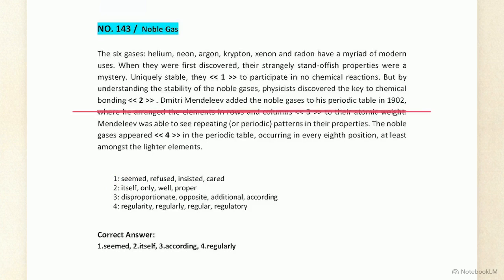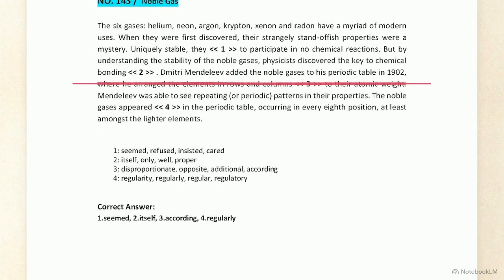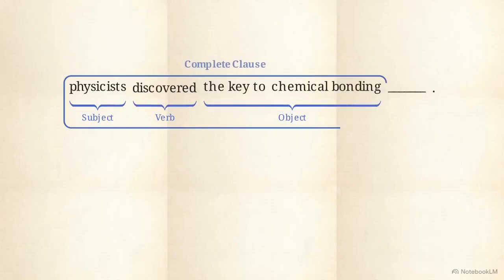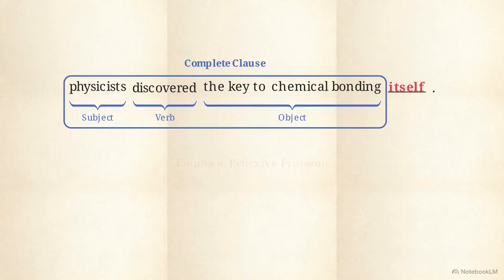Moving to the second blank, let's look at the structure of this clause. Physicists discovered the key to chemical bonding. This clause contains its subject, verb, and object, making it grammatically complete. The blank sits in a terminal slot, used to add weight to a preceding noun. Adjectives or adverbs don't fit here. Itself acts as an emphatic reflexive pronoun pointing to chemical bonding.